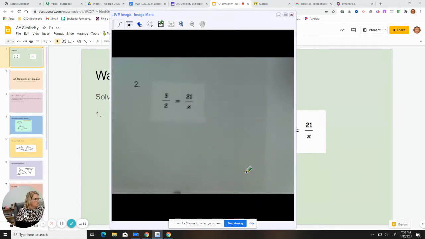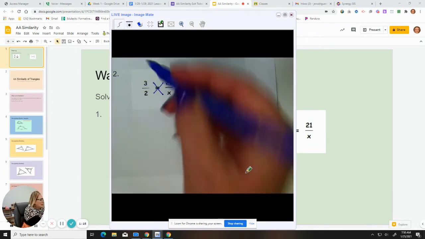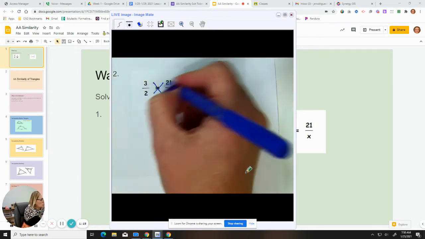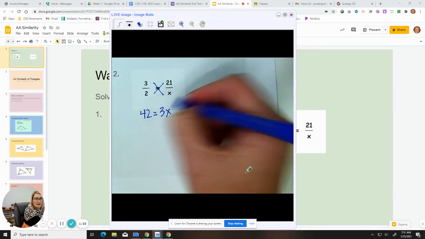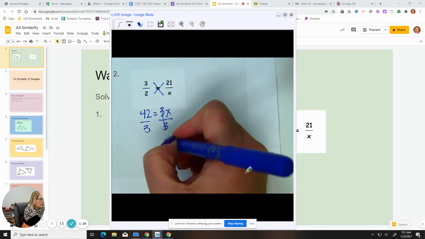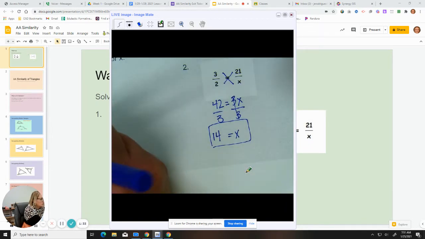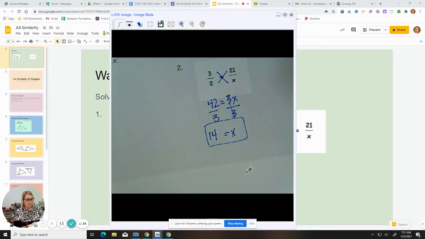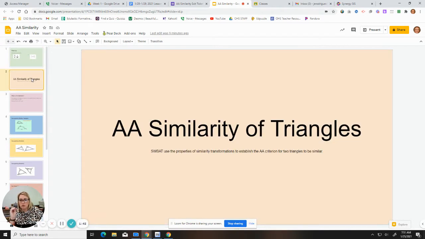Okay? So same thing on this one. We're going to cross multiply. So I'm going to take 2 times 21, which is 42, 3 times x, which is 3x. We will divide by 3, and we will get x is equal to 14. Okay, so hopefully that's a refresher for you guys on proportions, because we are going to use that skill today as we go through and we talk about this new thing of angle-angle similarity.